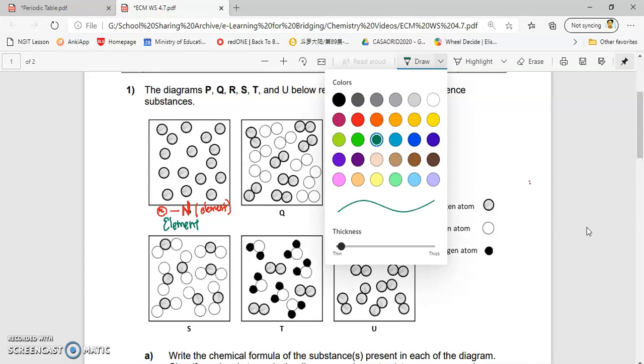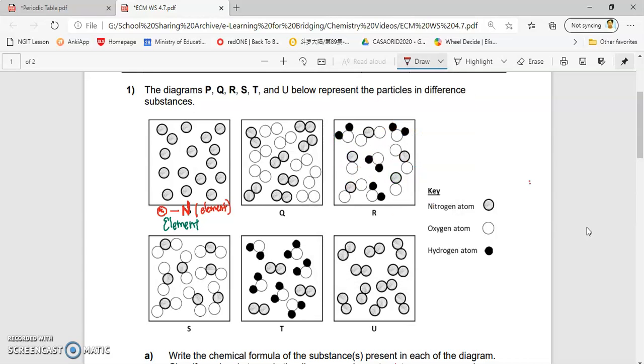Now let's go on to look at box Q. Box Q consists of two different kinds. I have two circles combined together, shaded. This is actually N2. N2 is an element because it's two nitrogen atoms combined together. It's made of only the same element. That's why N2 is considered an element. I also have two circles combined together. This is actually O2. O2 itself is also an element because it's two oxygen atoms combined together.